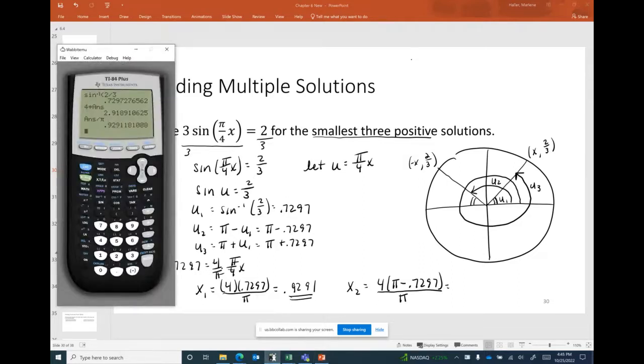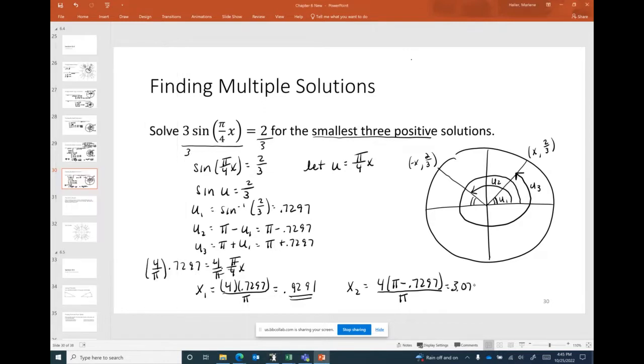Let's see what that is. All right, so we'll do it this way. We'll say pi minus 0.7297 is that, times 4 is that, divided by pi is 3.0709 radians. All right, so there's x sub 2. I did that right. I think I did.